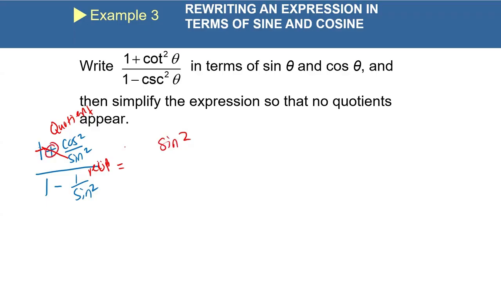Here's my rice, plus. Here's my other chopstick to pick up my rice. 1 times cosine squared is cosine squared, all over my bowl, which is 1 times sine squared, which is sine squared. Okay, this works for adding and subtracting any fractions.